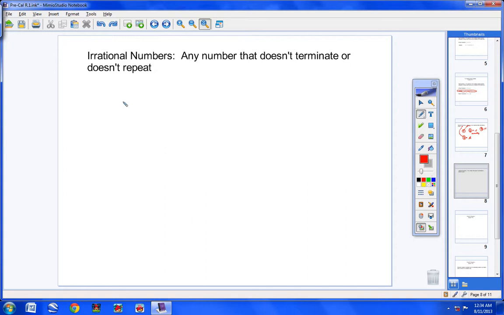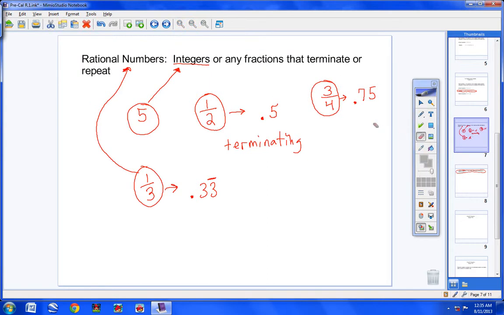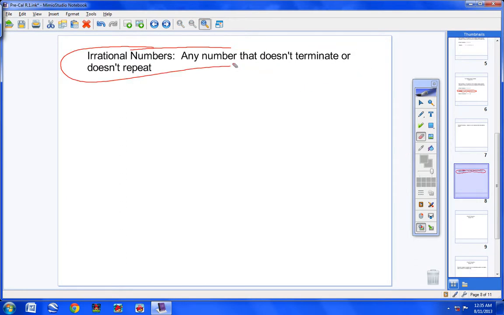How about this? What if I gave you, please write this in your notes for an example. And by the way, you need this in your notes also. You'll be quizzed on all of this information. Okay, let's go back a page. I'm going to definitely quiz you on this definition. I'm also going to quiz you on this definition. Okay, now here we go.